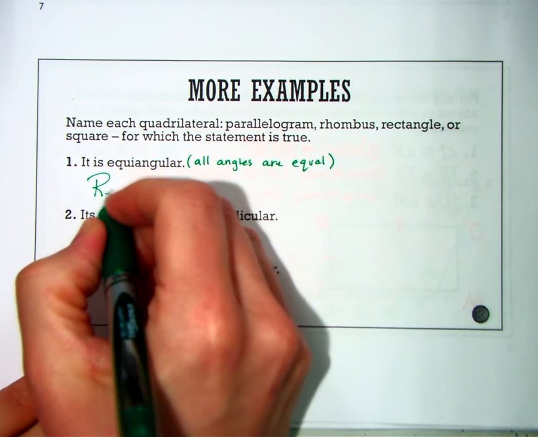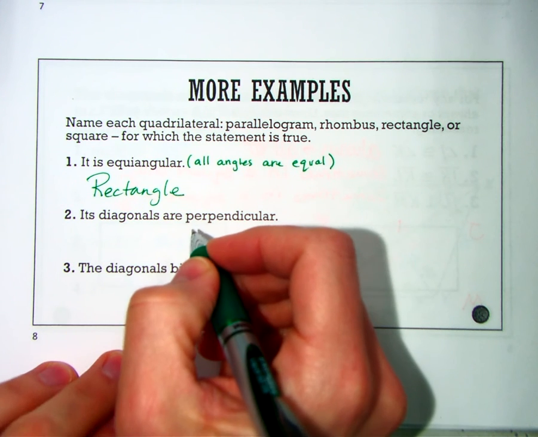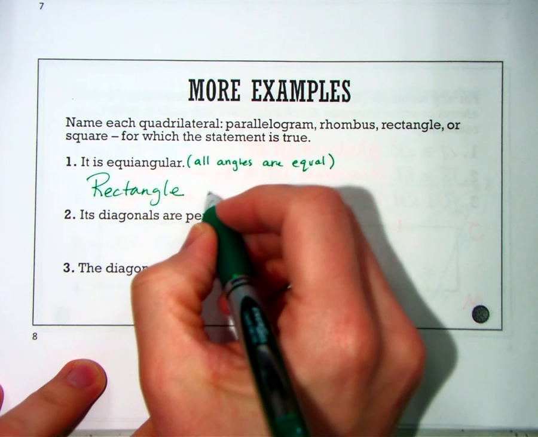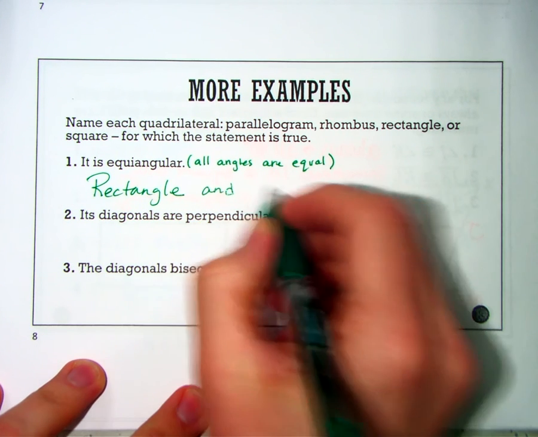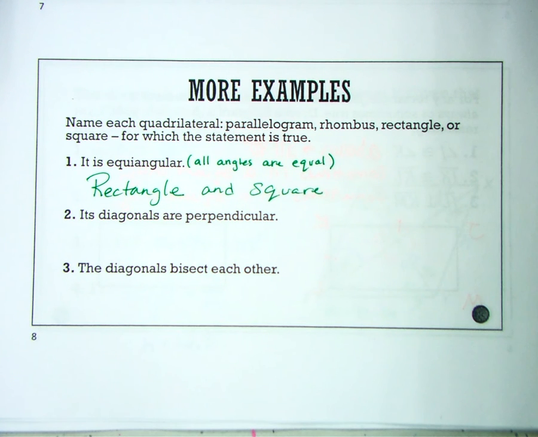are equal, right? Which shapes have all angles equal to each other? That's our rectangle. And the square. It's not true for a parallelogram. It's not true for a rhombus. But it is true for rectangle and square. Do you remember this one? If you don't, see if you can look back quick and figure out which shape it goes with.